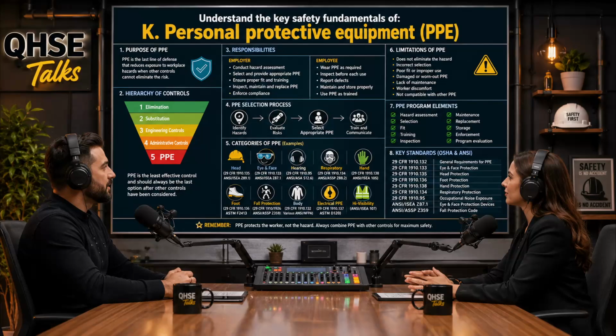And then finally, PPE is that last desperate layer of defense. I always think of it like the goalie in a soccer match. Oh, I like that analogy. Yeah, think about it. If the hazard, which is the opposing team, makes it all the way to your goalie, the rest of your defense has completely collapsed. Right. Your engineering controls missed the tackle.